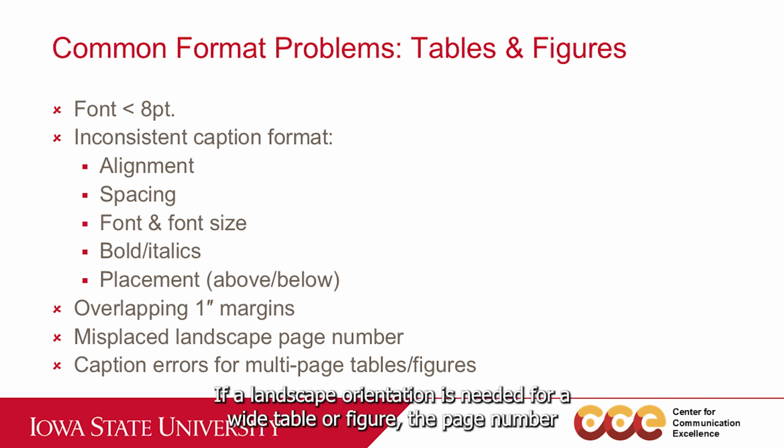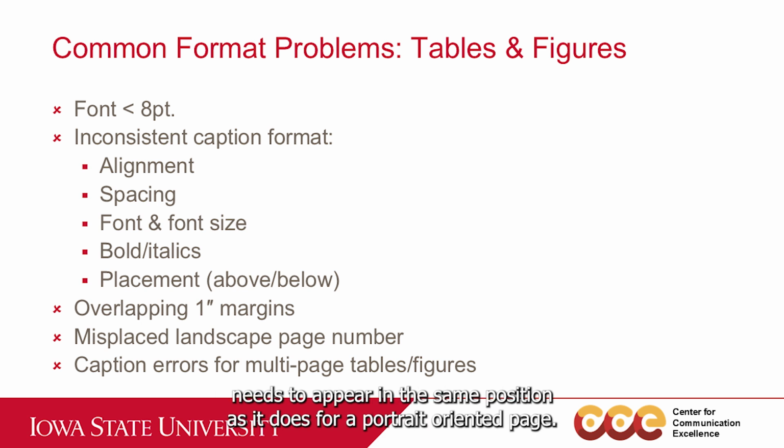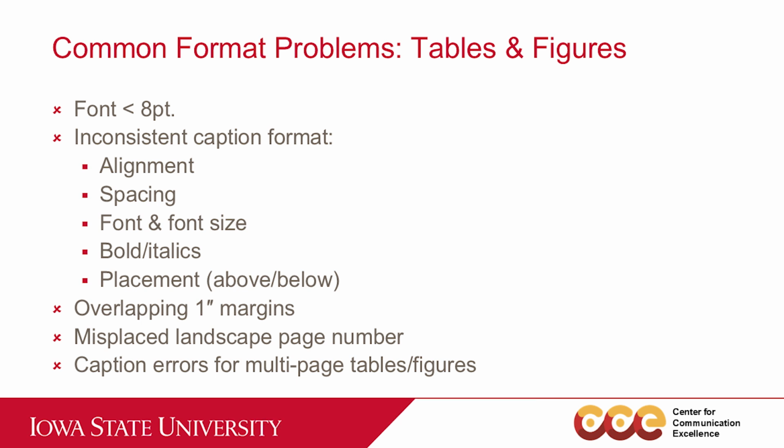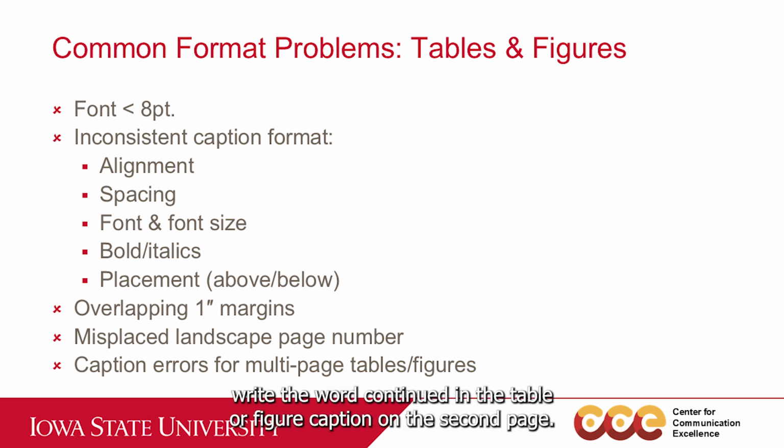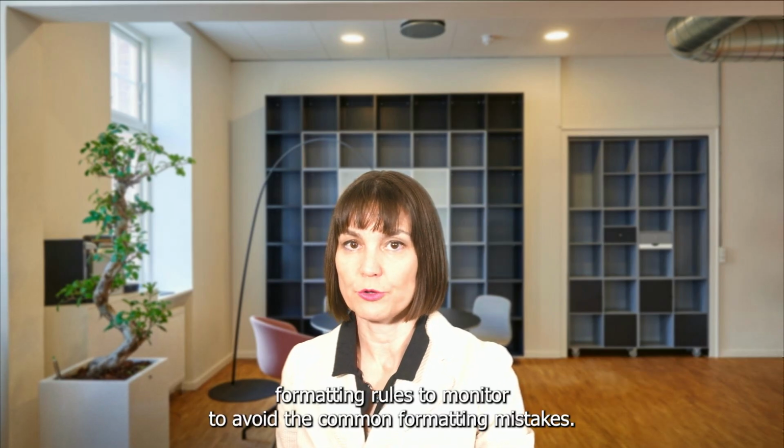If a landscape orientation is needed for a wide table or figure, the page number needs to appear in the same position as it does for a portrait-oriented page. If a table or figure extends onto the next page, write the word "continued" in the table or figure caption on the second page. There are many formatting rules to monitor.